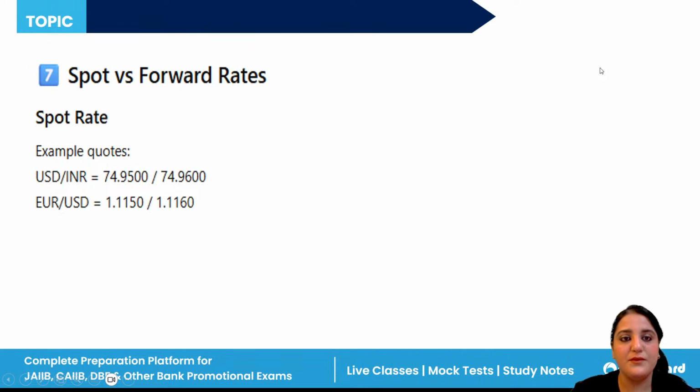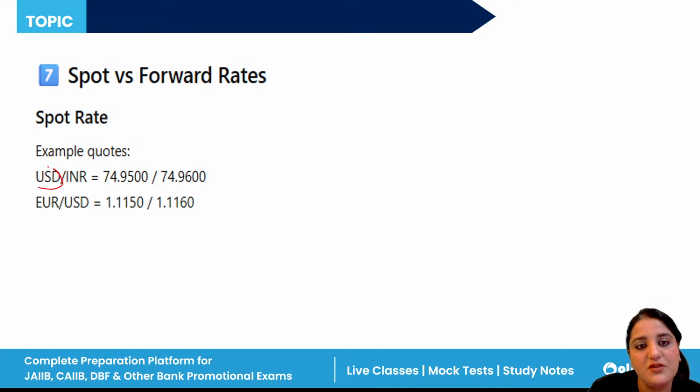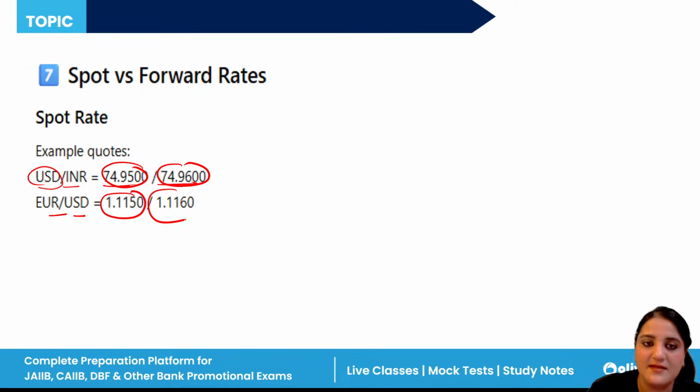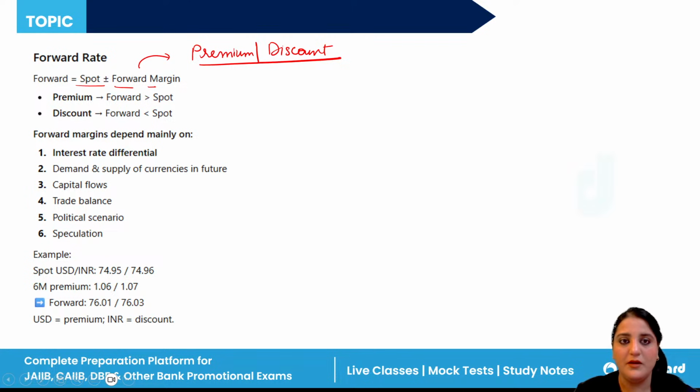Now, spot versus forward rate, you can see the example here. Spot rate means US dollar INR is given, this is the buying rate, this is the selling rate. Euro and US dollar, this is the buying rate, this is the selling rate. Then what is the forward rate? Forward is equal to spot plus forward margin. Forward margin means premium or discount. If there is a premium, that will be added. If there is a discount, that will be subtracted from the spot.